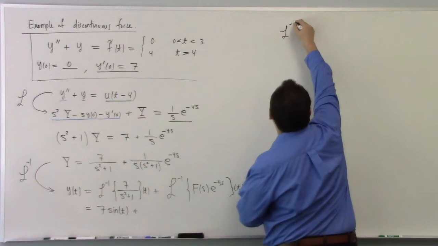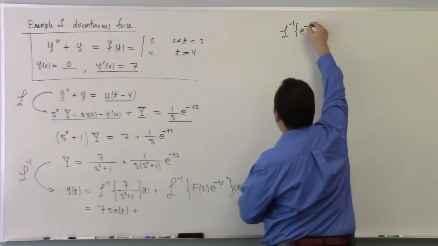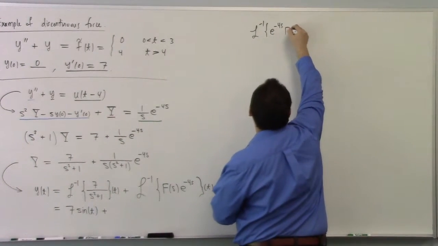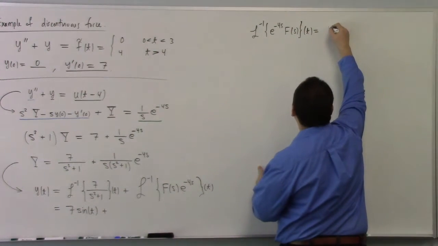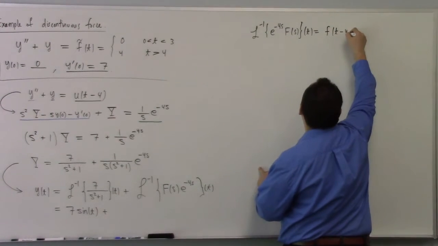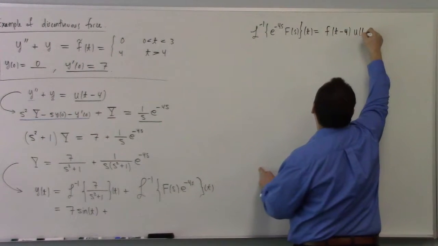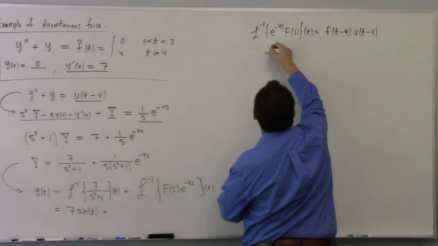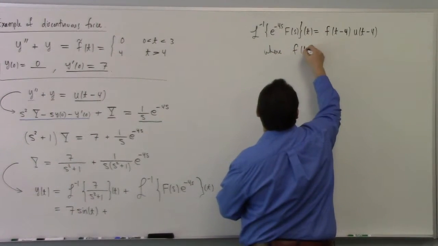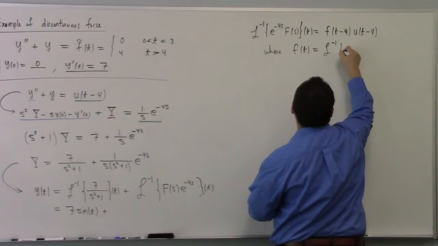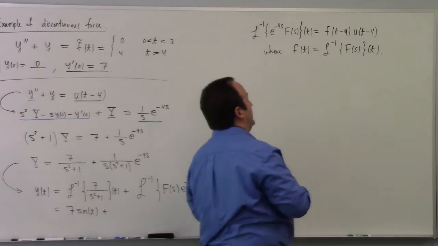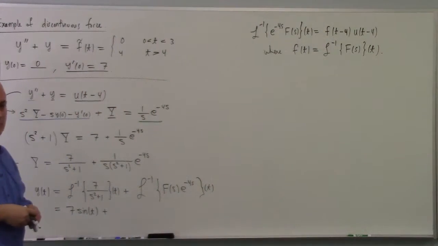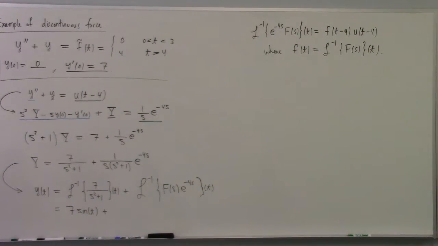We're going to use the inverse Laplace transform of e to the minus 4s times F of s is equal to f of t minus 4 times u of t minus 4, where f of t is equal to the inverse Laplace transform of big F of s. But in order to make that formula work, we actually have to be able to calculate the inverse Laplace transform of the big F. What is big F?